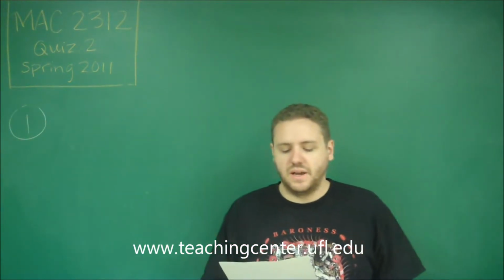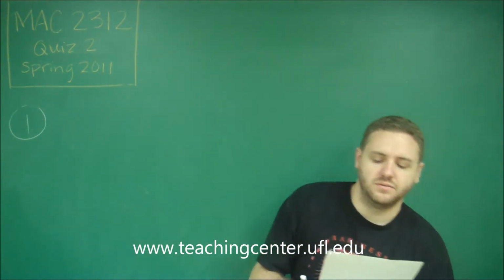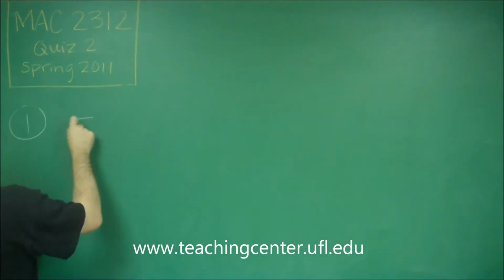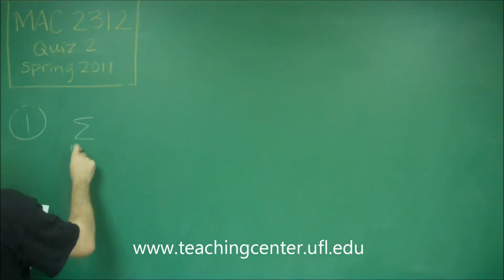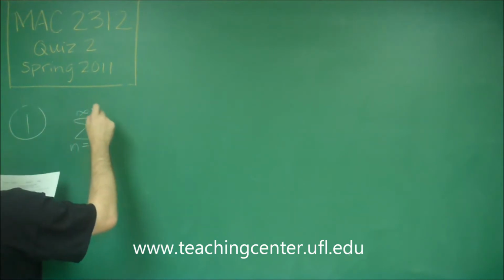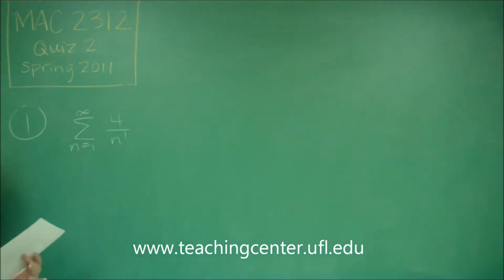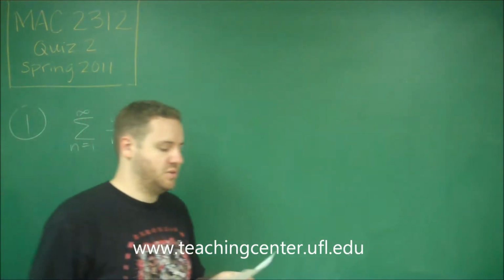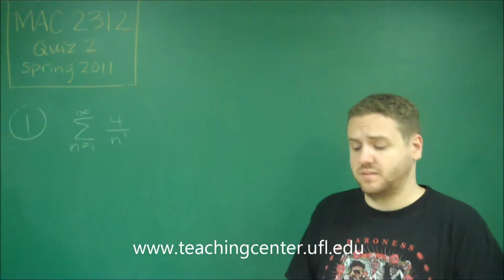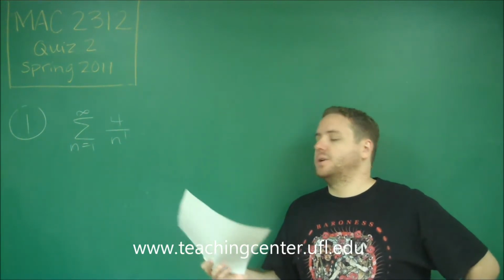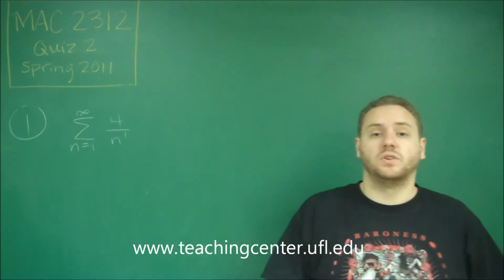For number one, we're just asked why the series converges or diverges. So for this one, we have the series from n equals 1 to infinity of 4 over n factorial. So there's a multitude of different ways that you can show this one. You can pretty much use any of the tests except the root test. When you see a factorial, you might just think immediately ratio test.